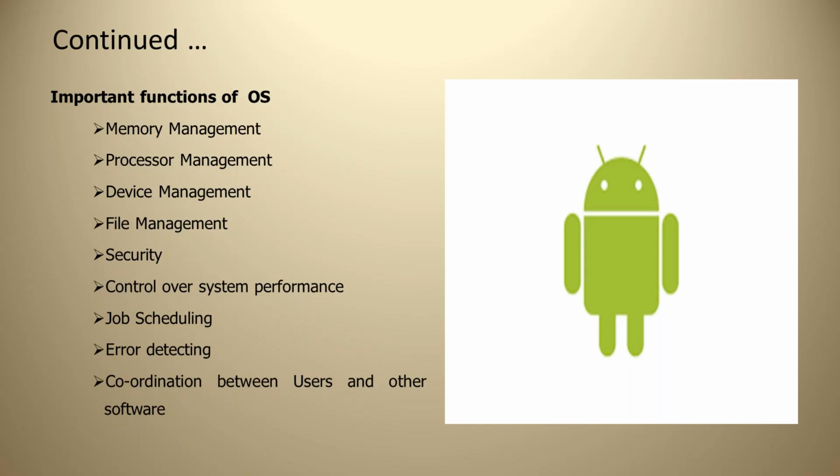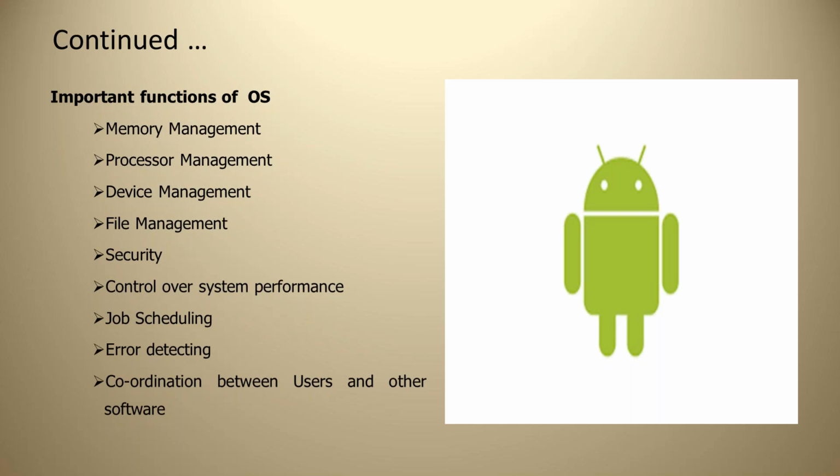Those processors are also managed by the operating system. Device management: hard disk drive is one device, keyboard is one device, CPU is one device, monitor is one device. So all those devices will be managed by the operating system only. File management: we are keeping the data and information within some files, and those files are also managed by the operating system.